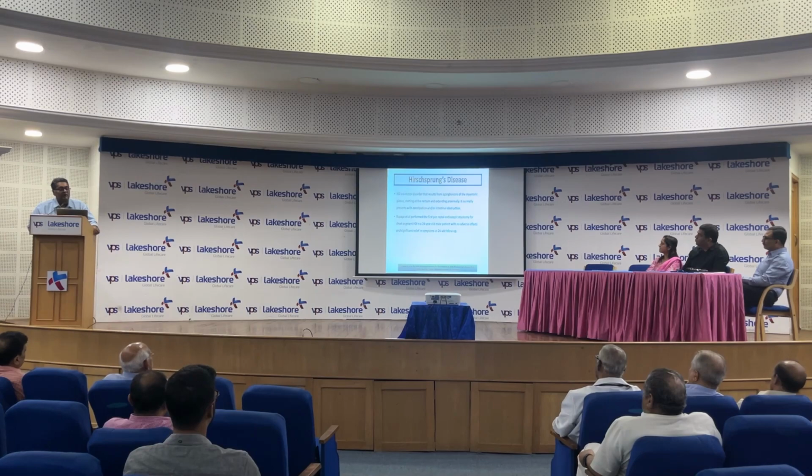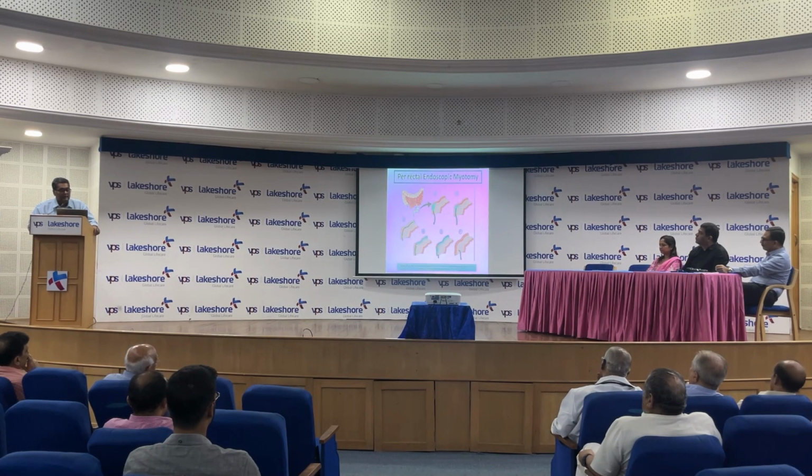Hirschsprung disease is another one. It's a motor disorder that results from aganglionosis of the myenteric plexus, starting at the rectum and extending proximally. Dr. Amol Bapaye in Pune did the first per-rectal endoscopic myotomy for these patients, and again similarly they make a tunnel in the rectum, dissect into the tunnel, and then cut the aganglionic segment of the muscle.